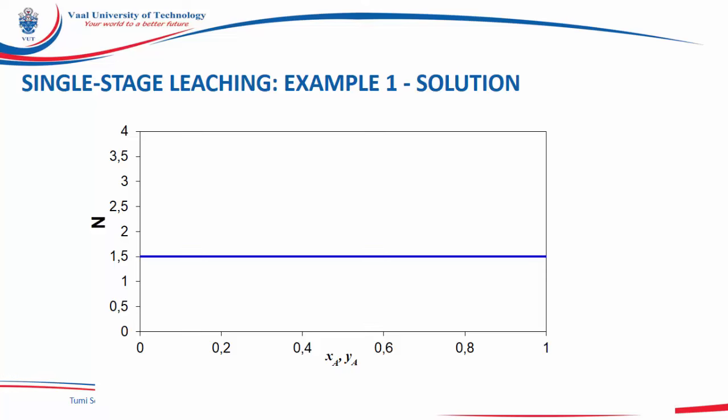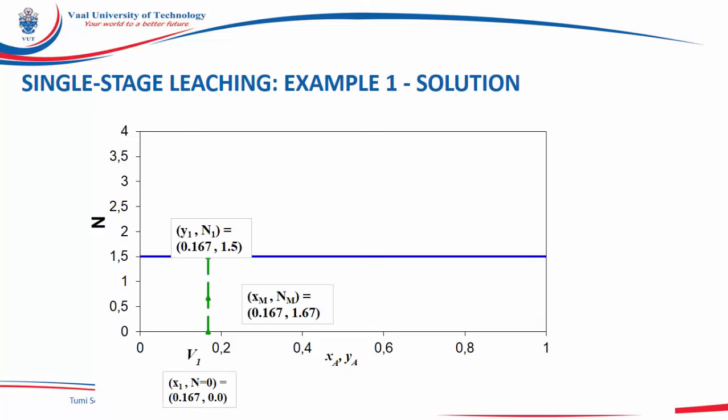Since there is only one equilibrium data point, which has been stated to remain constant, we can plot a horizontal line along the given N value of the slurry underflow, which is N equals 1.5. Next, we need to remember that XM for the mixture, X1 for the overflow solution, and Y1 for the solution entrained in the underflow are all the same as they lie on the same tie line.